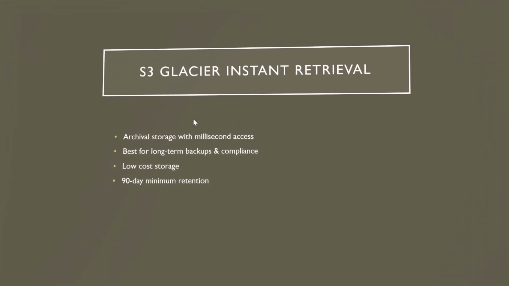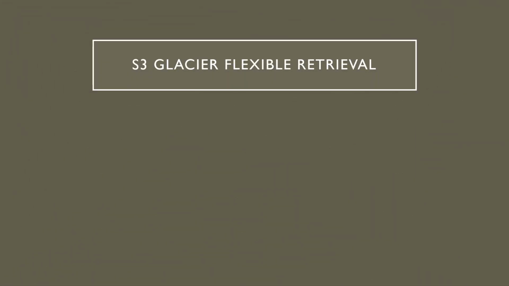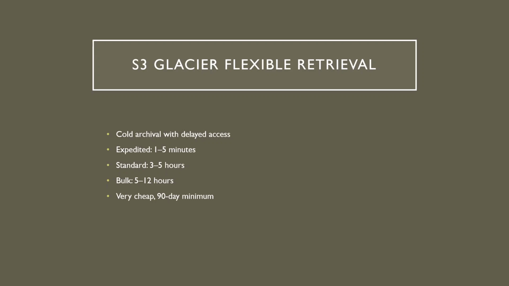So next we have S3 Glacier Flexible Retrieval. This is true cold storage with delayed retrieval. It is best for archives that rarely require access, such as logs older than 1 to 2 years. Retrieval time is 1 to 5 minutes for expedited. If you take standard, 3 to 5 hours. If you take bulk, 5 to 12 hours. For cost, it's very cheap storage, with the same 90-day minimum and a 40 KB minimum size charge.